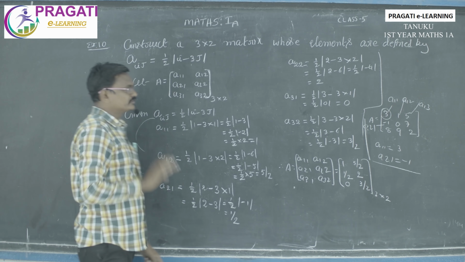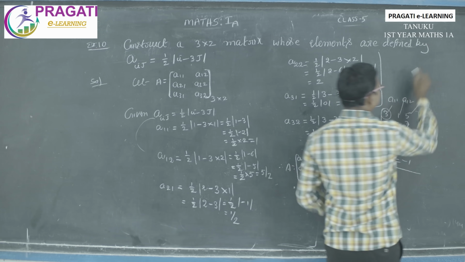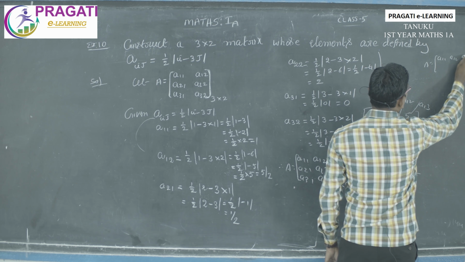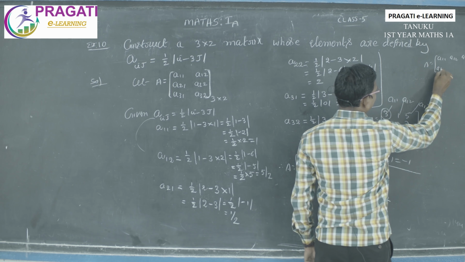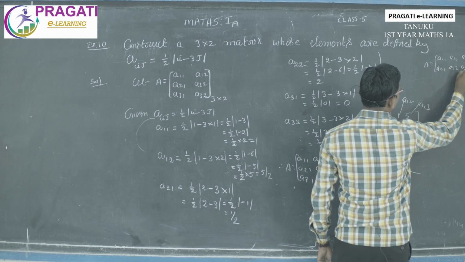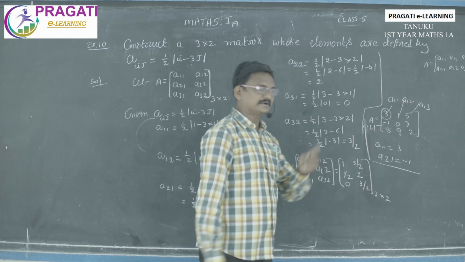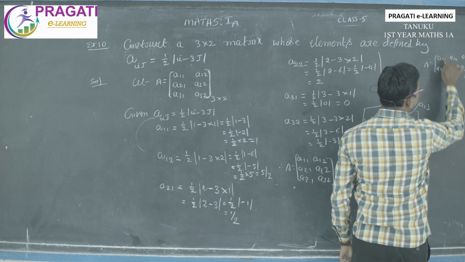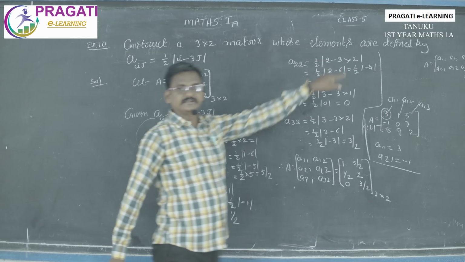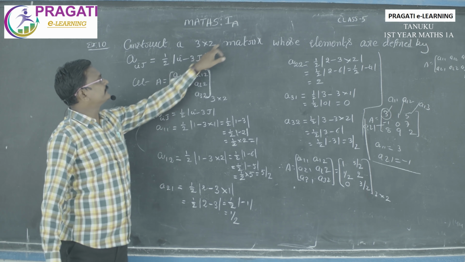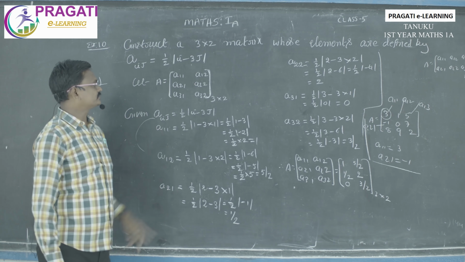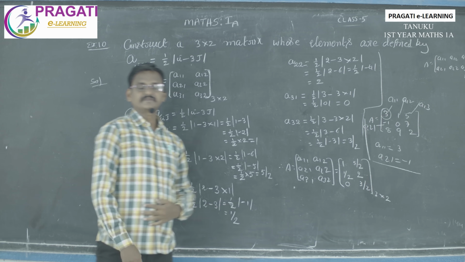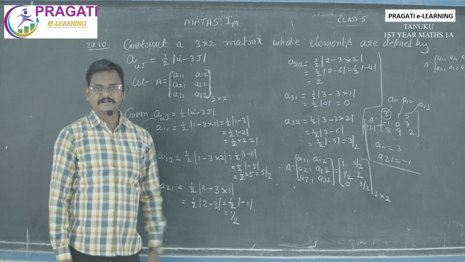Maybe some of the students will think, sir, A is equal to, can we take A11, A12, A13, A21, A22, A23? But this is wrong. Why? Because this belongs to 2 by 3, with 2 rows and 3 columns. But in our question the order is 3 by 2, so this is the only correct one. This is a very important example. Everyone should practice it.